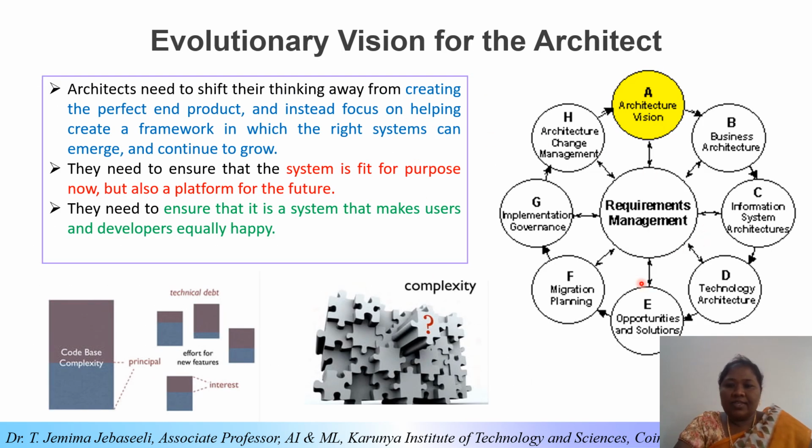And what is the vision of this evolutionary architect? The architect needs to shift his thinking away from creating the perfect end product. Instead, he is supposed to focus on creating the framework in which the right system can emerge and continue to grow. His vision is not end-product perfection, but he applies his knowledge to bring changes in business architecture, information system architecture, or technology, and brings opportunities and solutions inside the organization to increase the benefit of the organization.